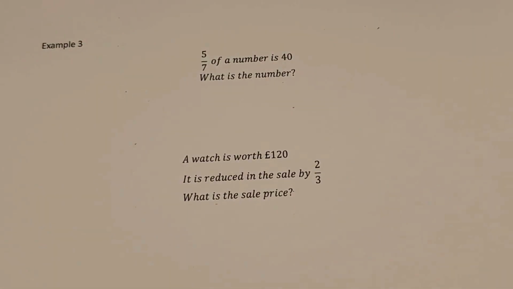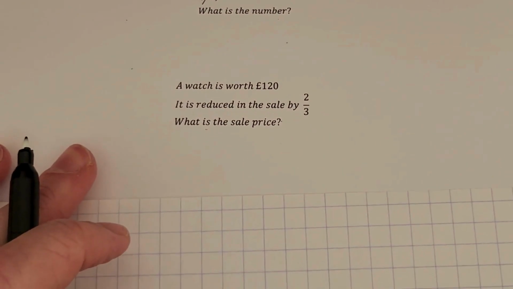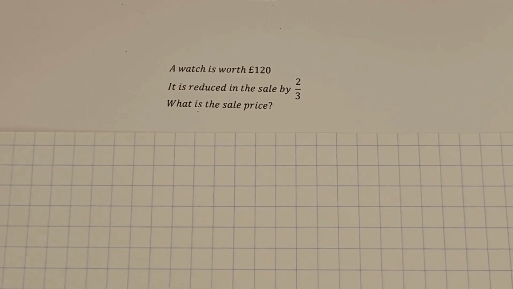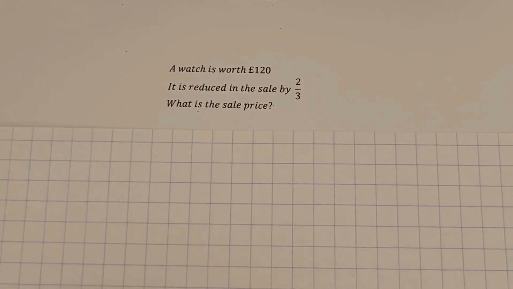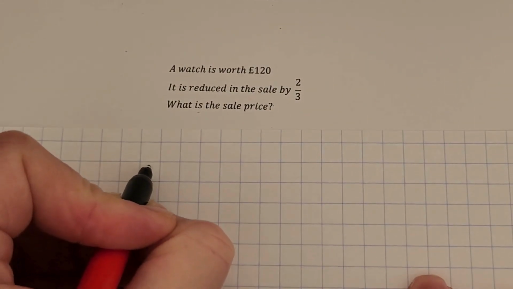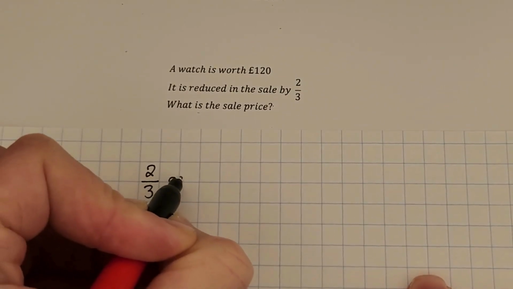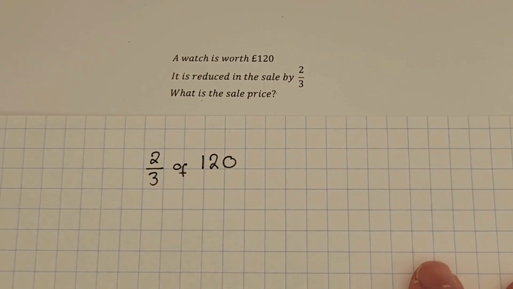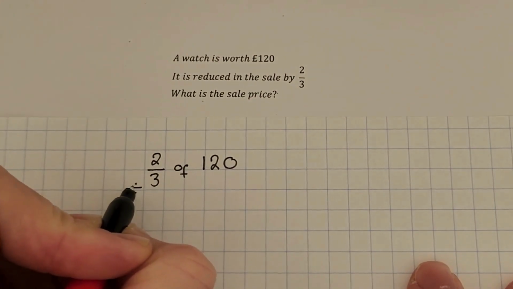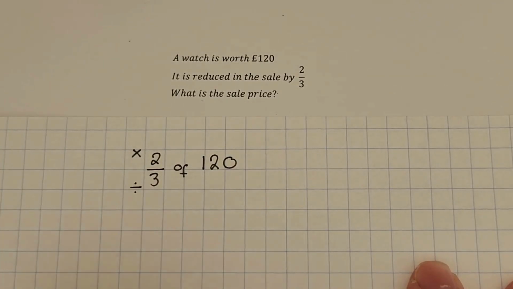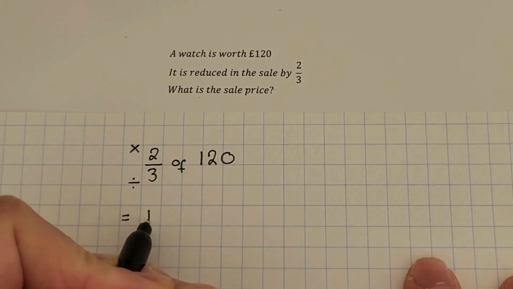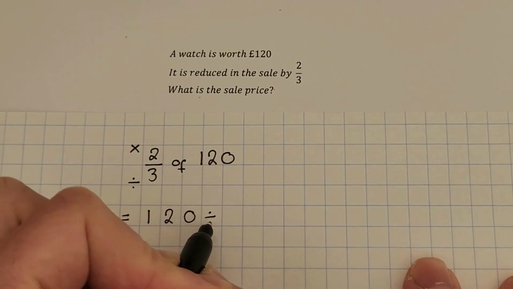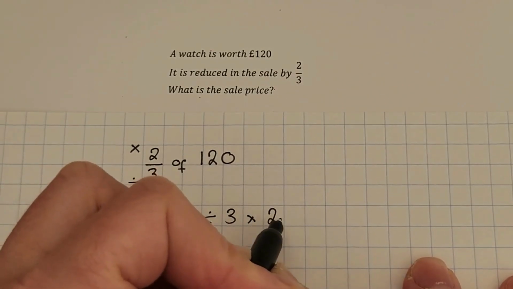Okay, and then one more contextual type question, normally to do with sale prices. So I've got a watch that is worth £120 and is reduced in the sale by 2/3. And the question is, what is the sale price? So we're going to need to find out what 2/3 of 120 is, because this is going to be how much it's reduced by. And remember, for a fraction of an amount, we divide by the bottom and multiply by the top. So we're going to start with 120, divide it by 3 and then multiply it by 2.